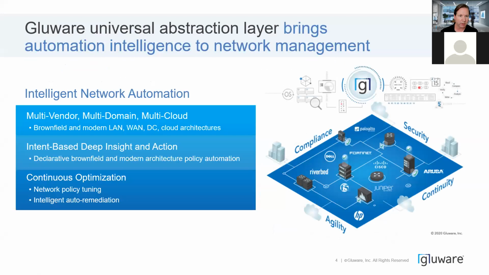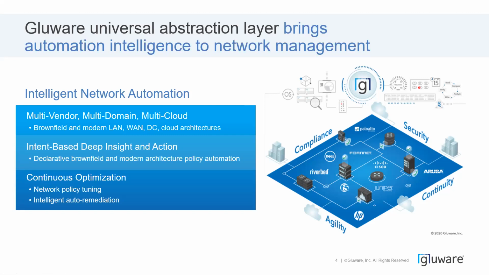As a quick introduction to Glueware, Glueware is a pure software layer that brings intelligent network automation to your existing network. We like to highlight that we automate the brownfield, or the existing network, made up of multiple vendors and multiple domains like your LAN and campus, your WAN, your data center, and even new API-based architectures like your SD-WAN domain or your public cloud.